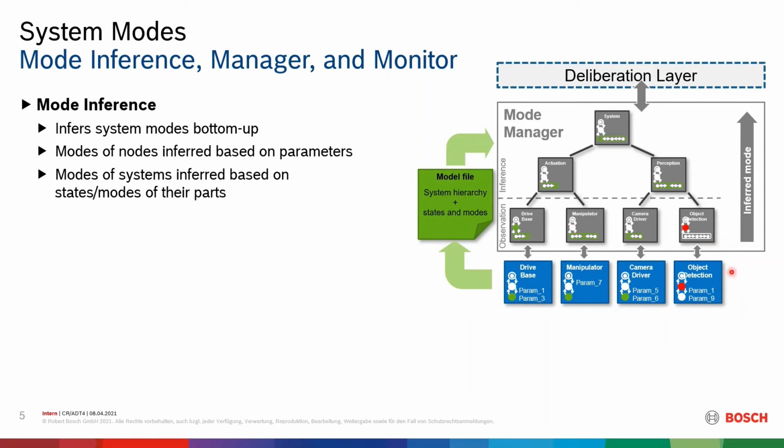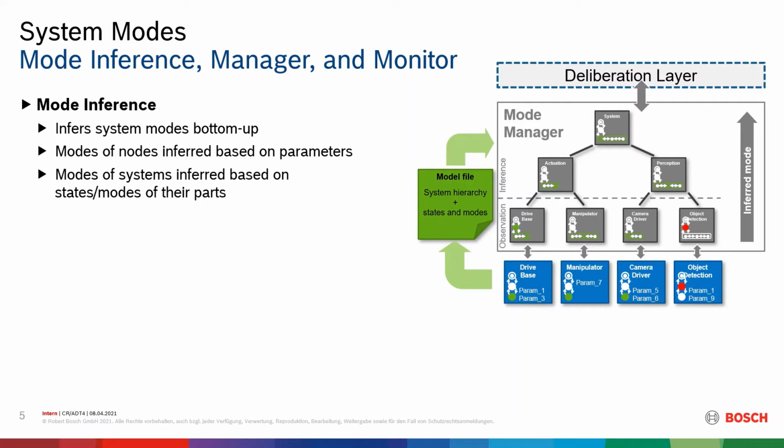So as we can directly observe the current state and parameterization of the nodes, that is possible in common robotics frameworks, we can infer the current modes of the nodes according to the mode specified in our model. And if we know the states and inferred modes of the nodes, we can then infer the states and modes of the systems as well, according to the mode specified in our model. This way, we can infer all states and system modes of the entire system.